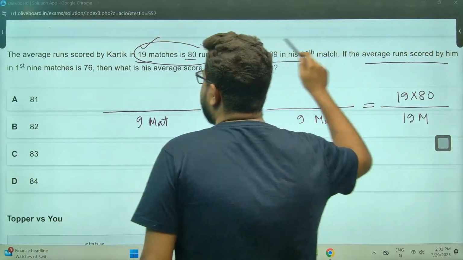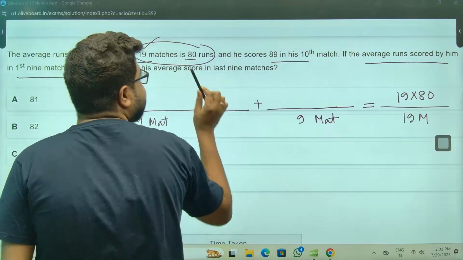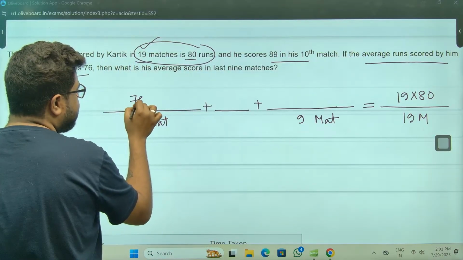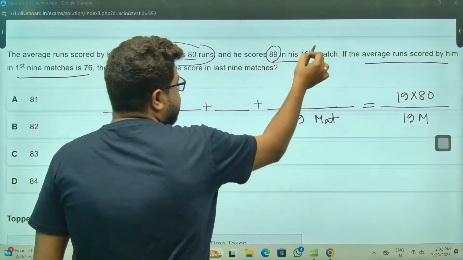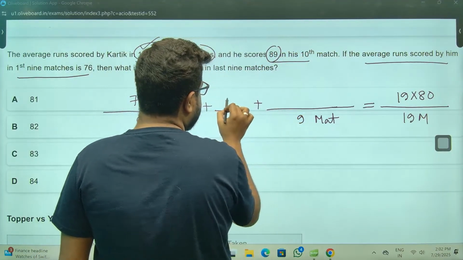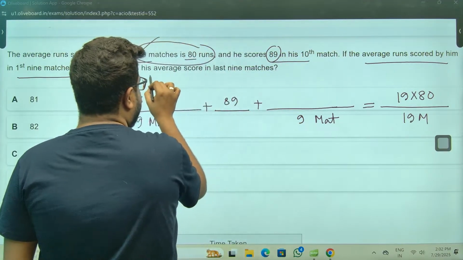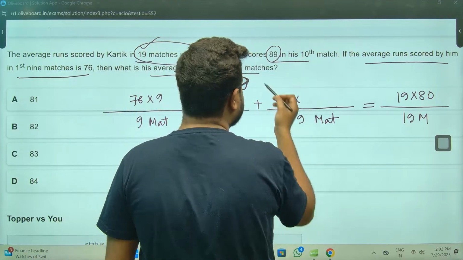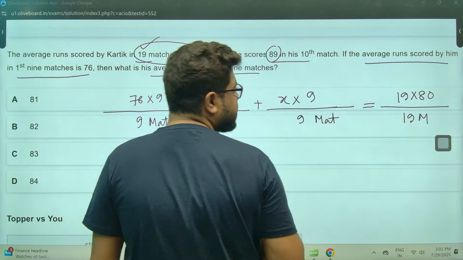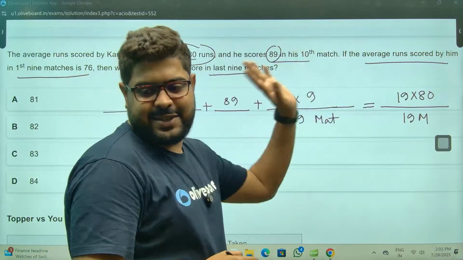Average runs scored by him in the first 9 matches is 76. Total runs scored by him will be 76 times 9. 89 in the 10th match. So in the 10th match he scored 89. Average score in the last 9 matches, I don't know the average, so x into 9 matches. So this has to match, sir.